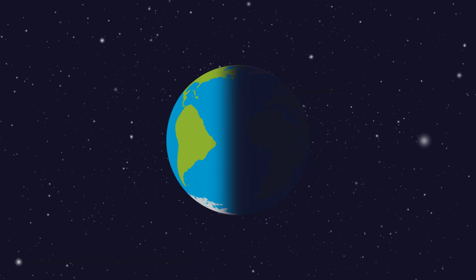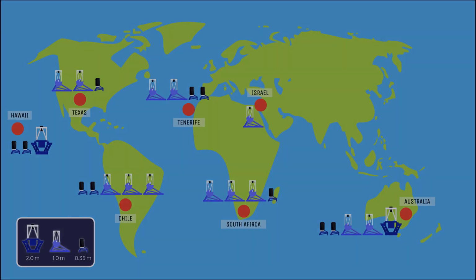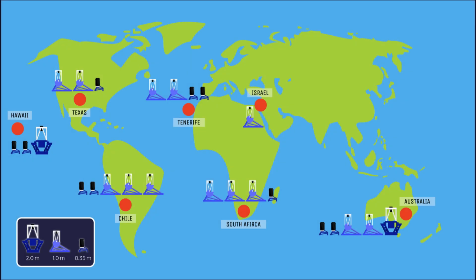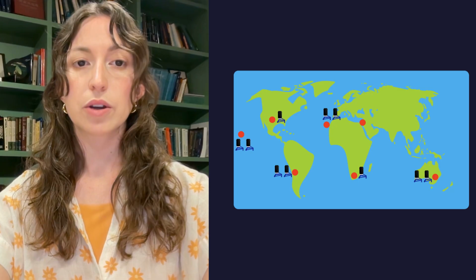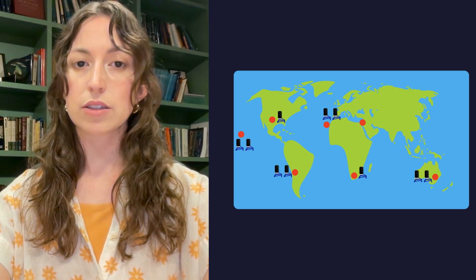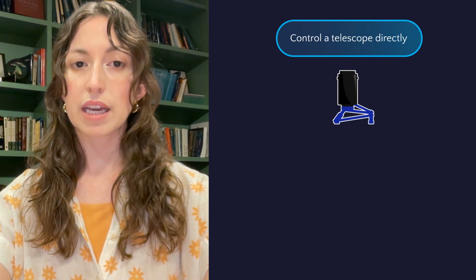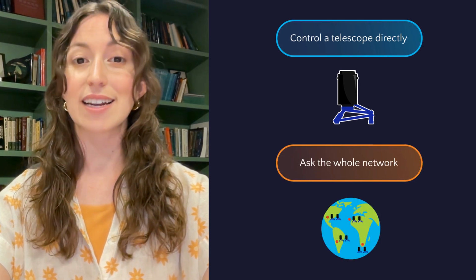But how can we use a telescope in another part of the world? Las Cumbres Observatory has many telescopes at lots of different sites across the world, with its education network of 0.35-meter telescopes spread over most of these locations. There are two ways that we can use these telescopes. We can connect to a telescope and use it directly, or we can ask the whole network to get us an image. In both cases, the way we communicate with the telescopes is fairly similar.